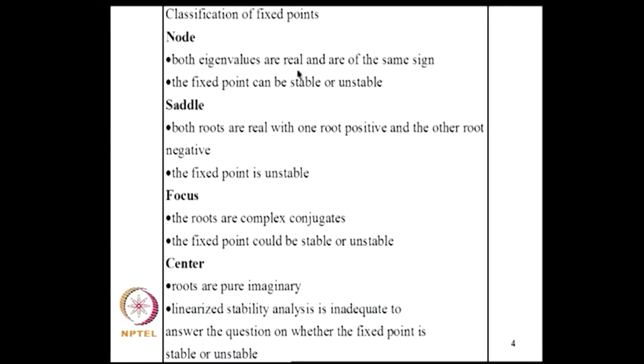In a node both eigenvalues are real and are of the same sign. So, depending on the sign, the fixed point can be stable or unstable. In a saddle, both roots are real with one root positive and the other root negative, and the fixed point is unstable because there is a positive real root. In a focus, the roots are complex conjugates, and the fixed point could be stable or unstable depending on the sign of the real part of the roots. In a center, roots are pure imaginary, and a linearized stability analysis is inadequate to answer the question on whether the fixed point is stable or unstable.